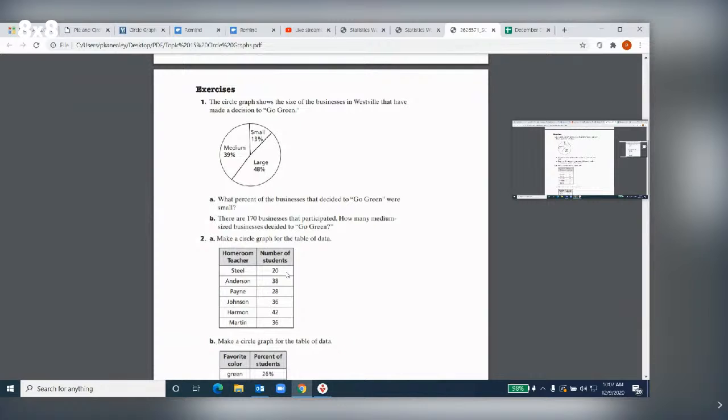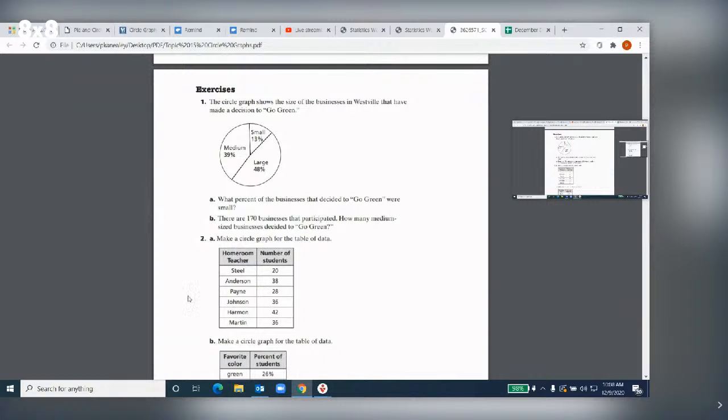They're probably not going to have you create a pie graph on the test, but I think it's important that you know how to do it. Once again, the largest piece of pie would be the one with the most students, and the smallest piece of pie would be the one with the least amount of students. In this case, that would be Steele.